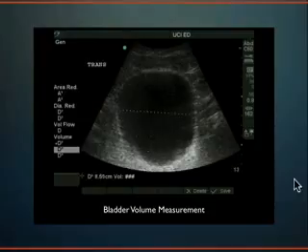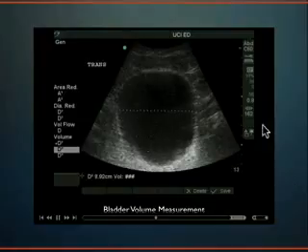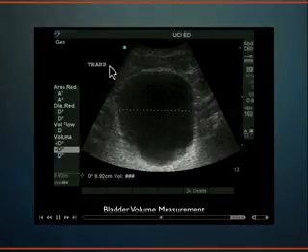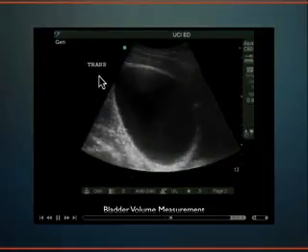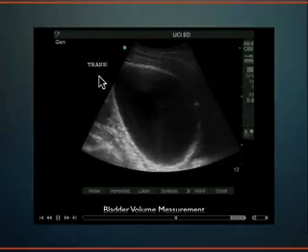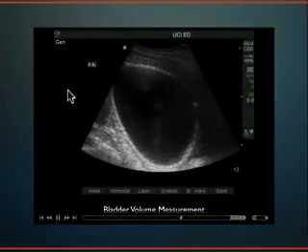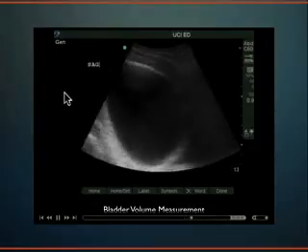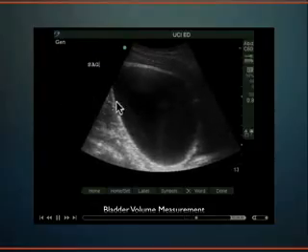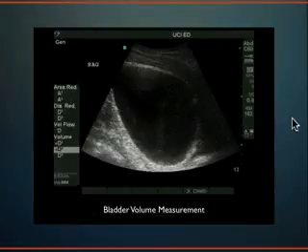So they measure the height. Now they're measuring the width in the transverse plane, and then they're going to unfreeze the machine and go to a sagittal plane. You'll see here now they rotate the probe 90 degrees so they're in a sagittal plane, and they delete the word trans and write the word sag, and then they're going to get a nice long sagittal plane of this. They're going to freeze it and drop their caliper across the screen, and that'll be the height times the width times the length.